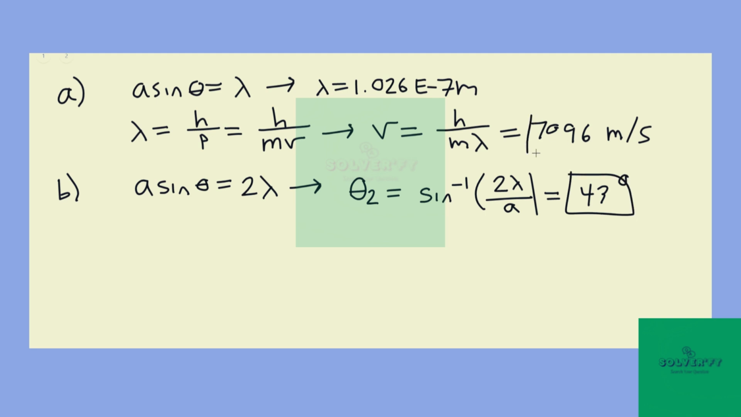So these are the main results. All we needed to use was the definition of a wavelength for a particle with mass and the single slit interference equation. That's it. Thank you very much.